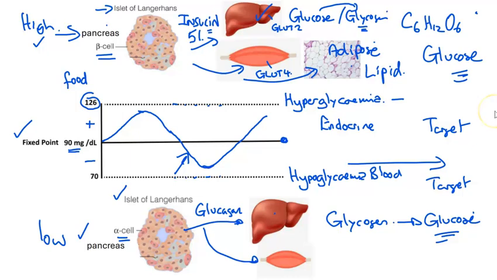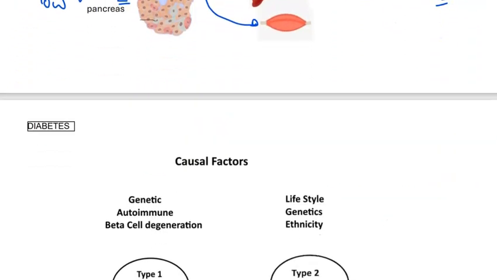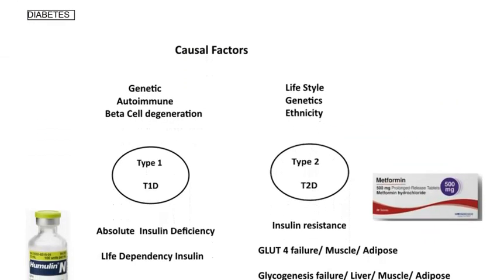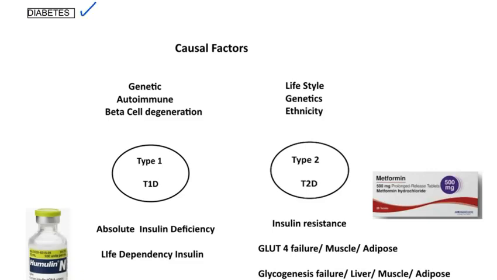And so the inability to regulate blood sugars, allowing them to deviate beyond these upper critical limits, is actually a disease which is known by the name of diabetes. And diabetes generally falls into two categories. There's type 1, sometimes known as T1D, and type 2, T2D, but they have very different causal factors.